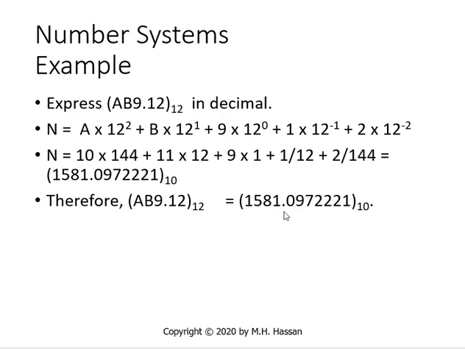And another example, this number is to the base 12. We'd like to express it in decimal. We have AB9.12, and we would like to express it in decimal. So we have A times 12 to the power 2, because the weight of A is 12 to the power 2, B 12 to the power 1, 9 12 to the power 0, and 1 is 12 to the power minus 1, and 2 is 12 to the power minus 2. So we have A times 12 to the power 2, B times 12 to the power 1, 9 times 12 to the power 0, 1 times 12 to the power minus 1, plus 2 times 12 to the power minus 2, and do simple decimal calculation. That would be the number 581.09722221 to the base 10. So we say AB9.12 to the base 12 is equivalent to 581.09722221 to the base 10.